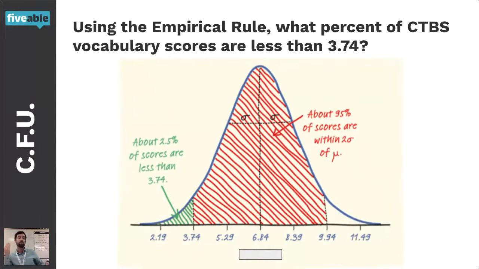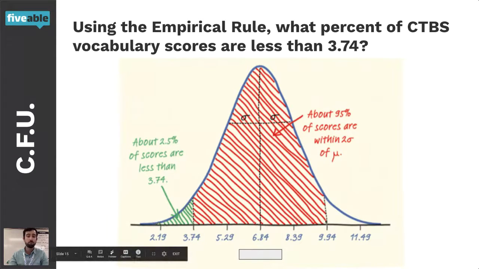Since we know about 95% of the data falls within 2 standard deviations, so in red, we know 95% of the data falls between there. That means there's 5% of the data that's in our tails. So there's 5% in both of these added together, which means there's 2.5 in each of the tails. So each of the tails represents 2.5, which means if I'm looking for anything less than 3.74, it's going to be about 2.5%. Might not be exact, but it's around 2.5%.